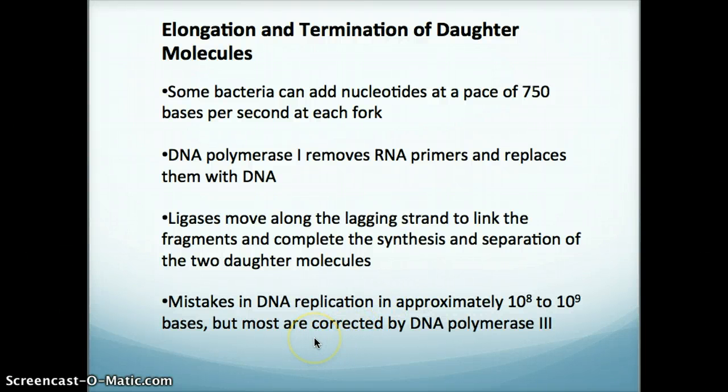Now, mistakes do happen, but it's actually very rare. It's only approximately in 10 to the 8th to 10 to the 9th bases, so that's very few mistakes when you think about the size. And most of them would be corrected by DNA polymerase 3. It would actually come through and edit that DNA strand.